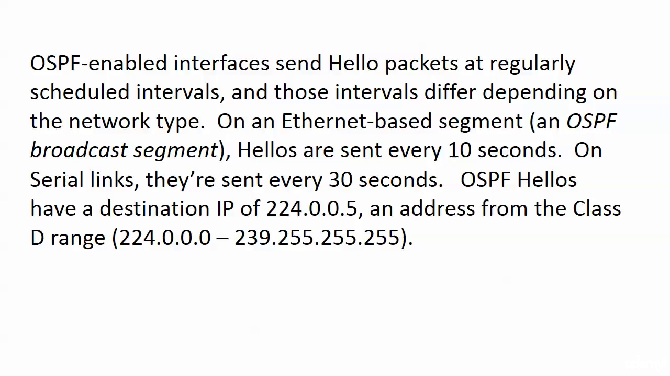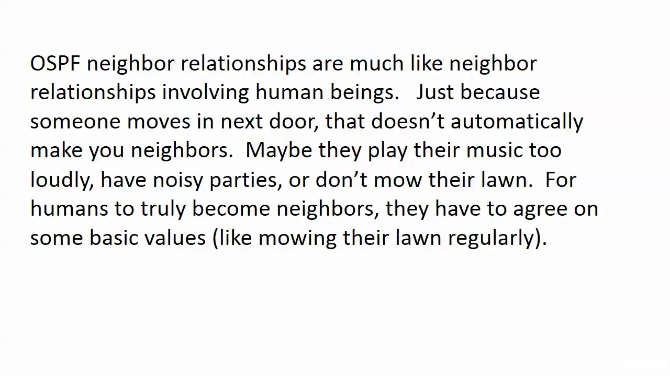Now, OSPF-enabled interfaces are going to send hello packets at regularly scheduled intervals, and those intervals differ depending on the network type. On an Ethernet-based segment, which we'll see in action, an OSPF broadcast segment, hellos are going to go out every 10 seconds. So that dynamic neighbor discovery happens pretty quickly. On serial links, they're sent less often, every 30 seconds. OSPF hellos have a destination IP that you should see before your eyes when you close them at night and go to sleep, and that is 224.0.0.5. That's an address from our Class D range, our multicasting range, so 224.0.0.5 is a multicast address.